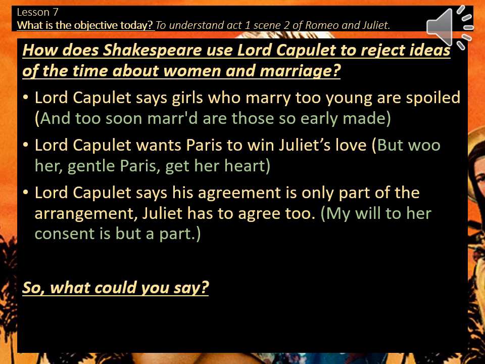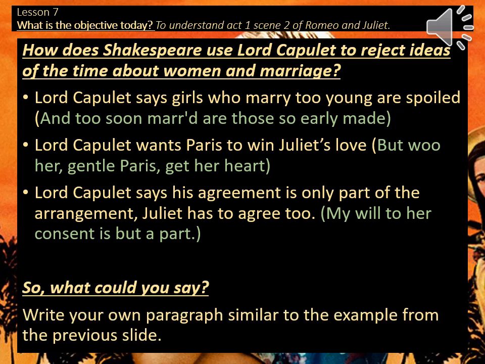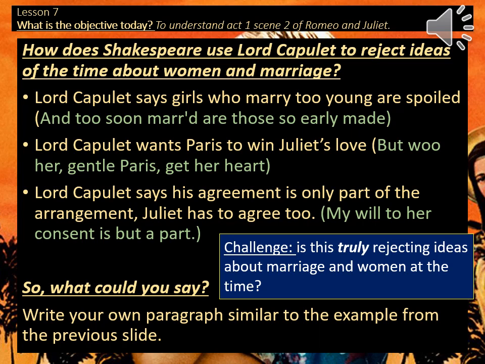So think about now how you might take some of those ideas and write your own paragraph similar to the example from the previous slide. If you want to have a bit of extra challenge, you might start thinking about the argument that perhaps Lord Capulet isn't truly rejecting those ideas. So the challenge there is whether he is truly rejecting ideas about marriage and women at the time. This is the task that you'll have to submit to your teacher.